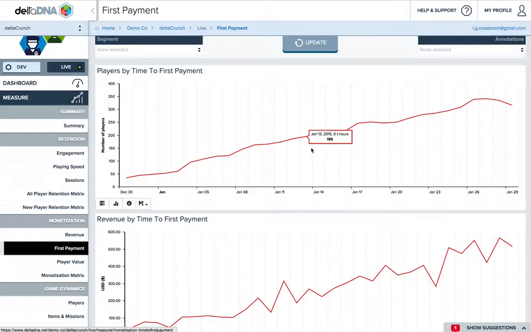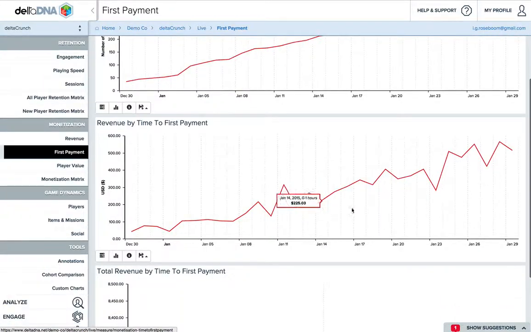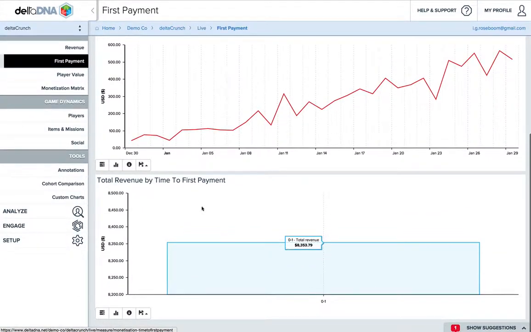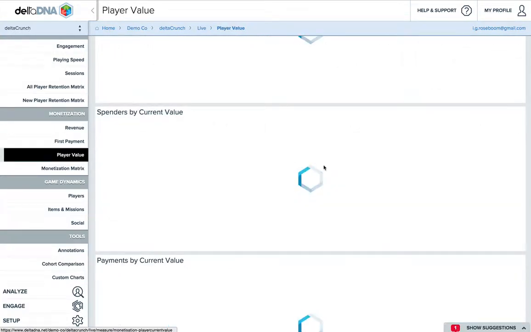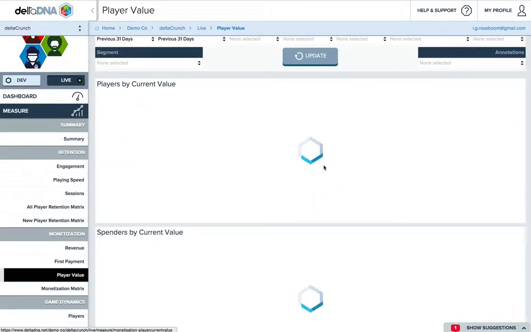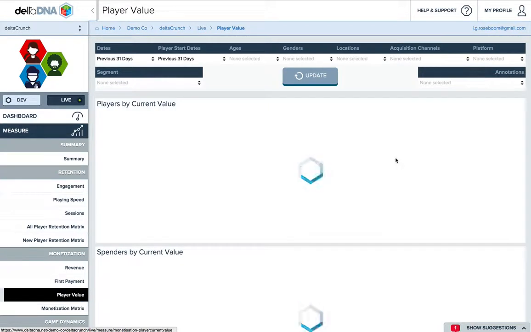But if this was a real game, you would be able to see on any given day what was the breakdown, similarly to the other charts which have multiple lines. What was the breakdown in players by time to first payment, and similarly revenue by time to first payment, and total revenue. But unfortunately, that doesn't work for Delta Crunch. So we have the player value charts.